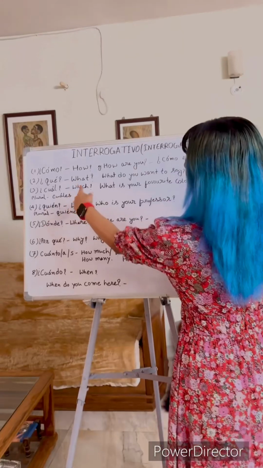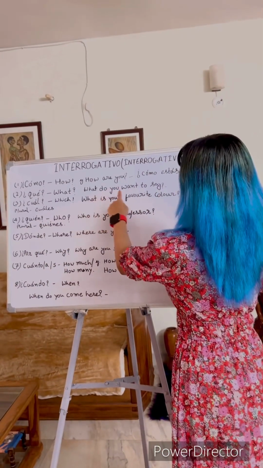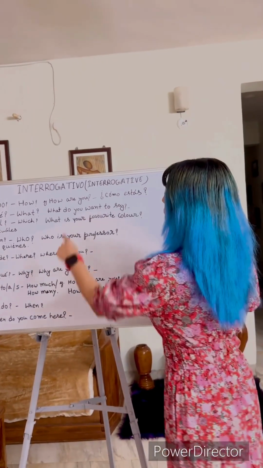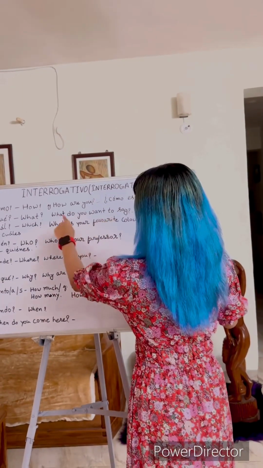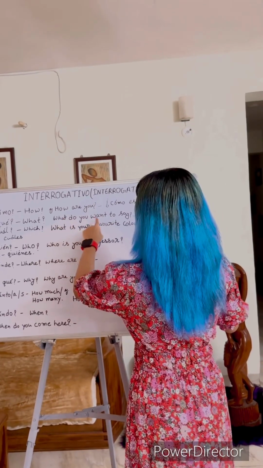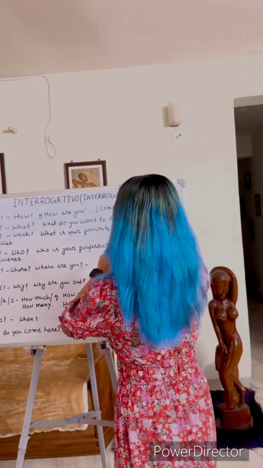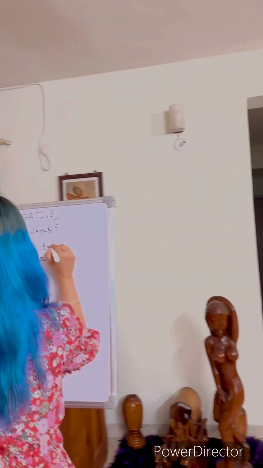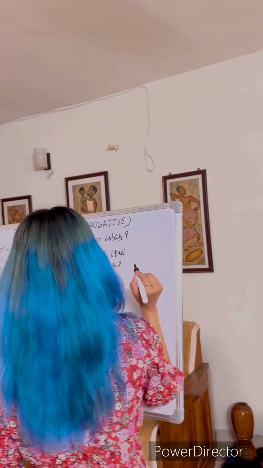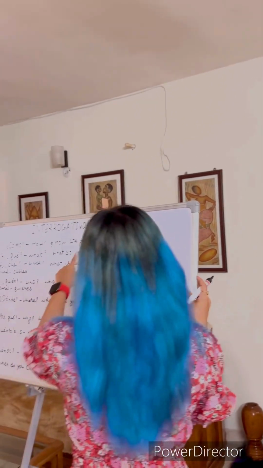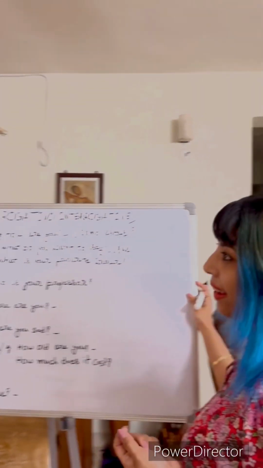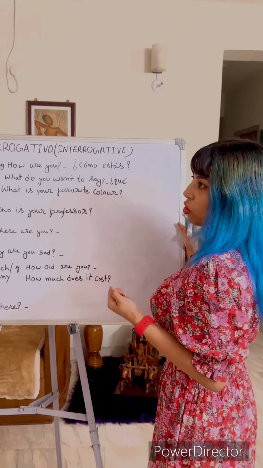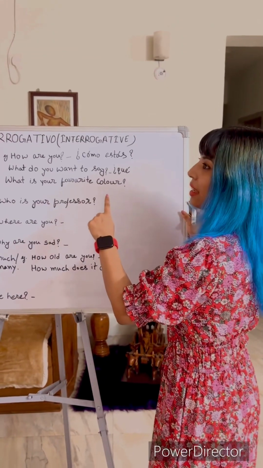Now, ¿qué? ¿Qué? means what. So, what do you want to say? We have an example for that. What do you want to say? So, we are going to make it like what you want to say. Okay? So, what? ¿Qué? Q, U, E, ¿qué? Then, want. To want is querer, and the tú form conjugation of querer is quieres.